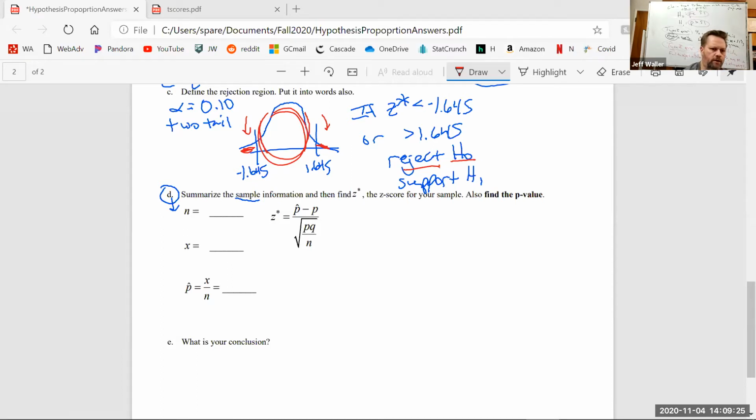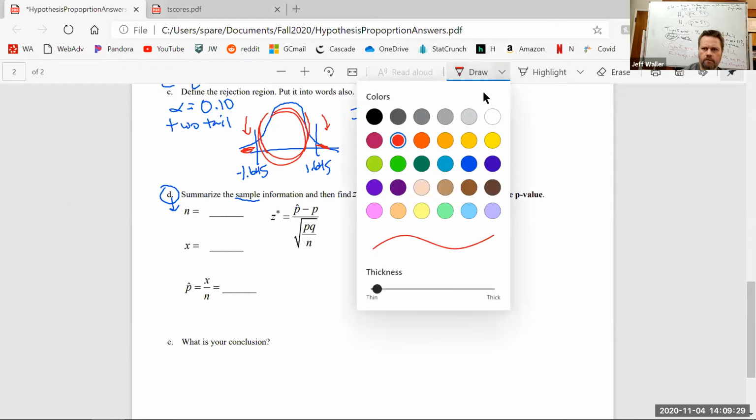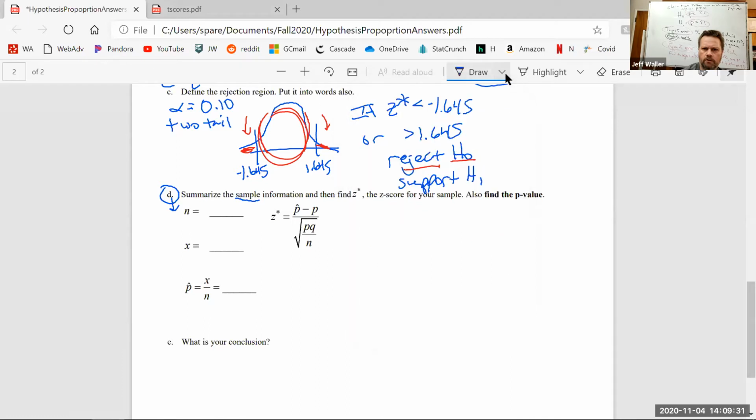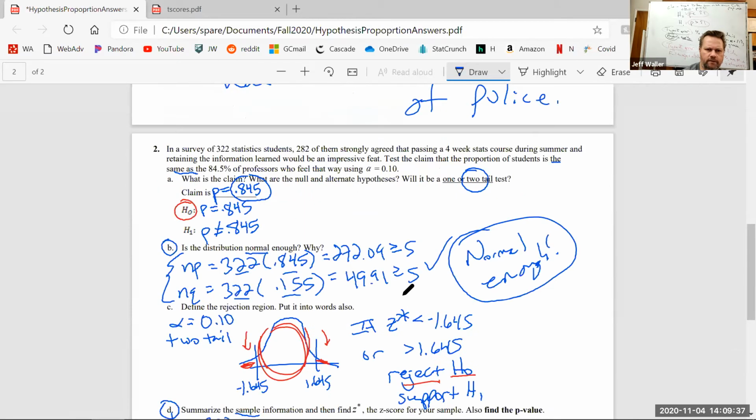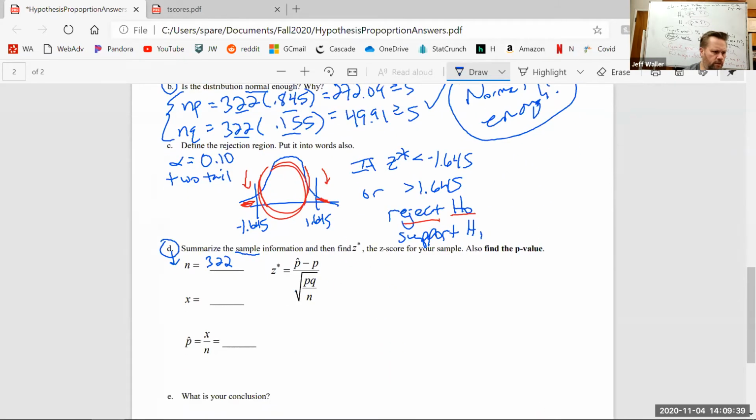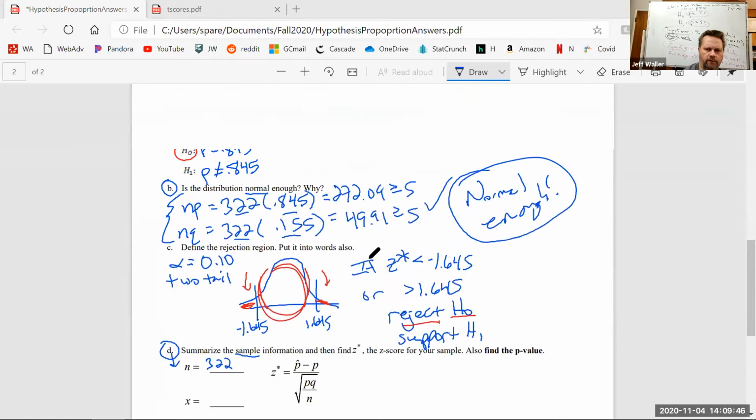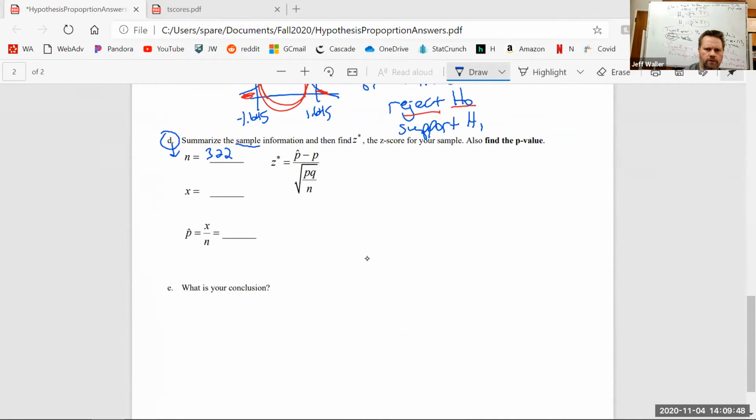Somebody help me out. What's n? 322. And what's x, the number of successes? 282. I like it. I got a chat coming in too. We'll see in a minute. I got a private chat. I'll answer it in a second here.